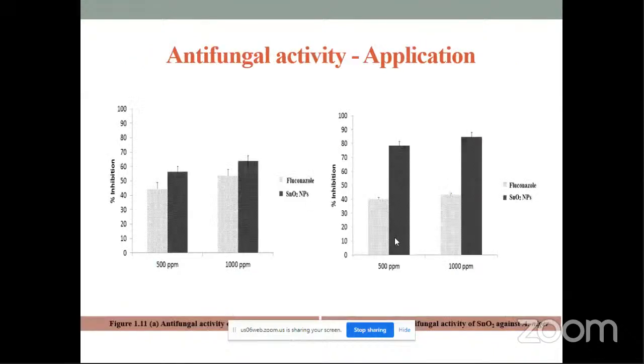The antifungal activity applications also help us at various percentages. We are able to calculate the percentage of inhibition, and we have the graphical representation, as you can see here. And this result clearly shows that it is eco-friendly, and this is very, very important.